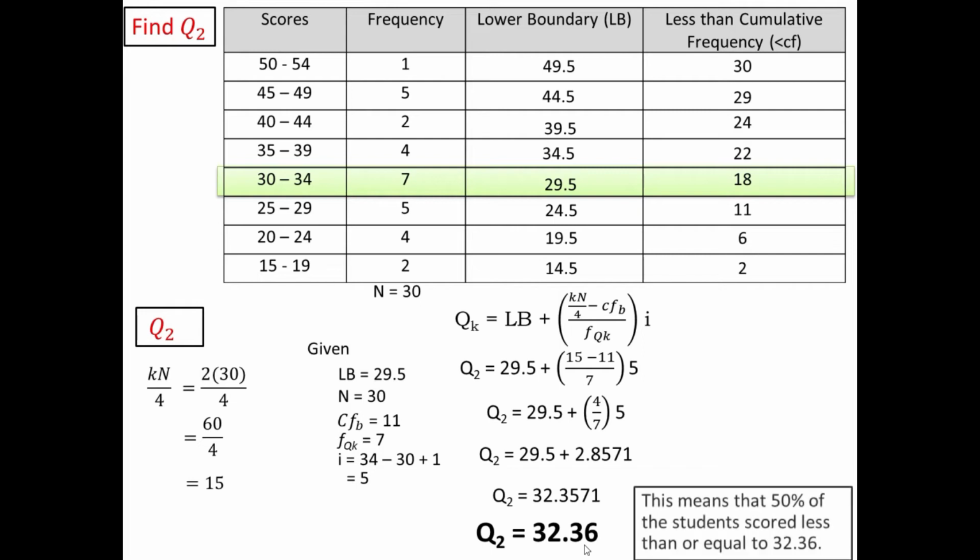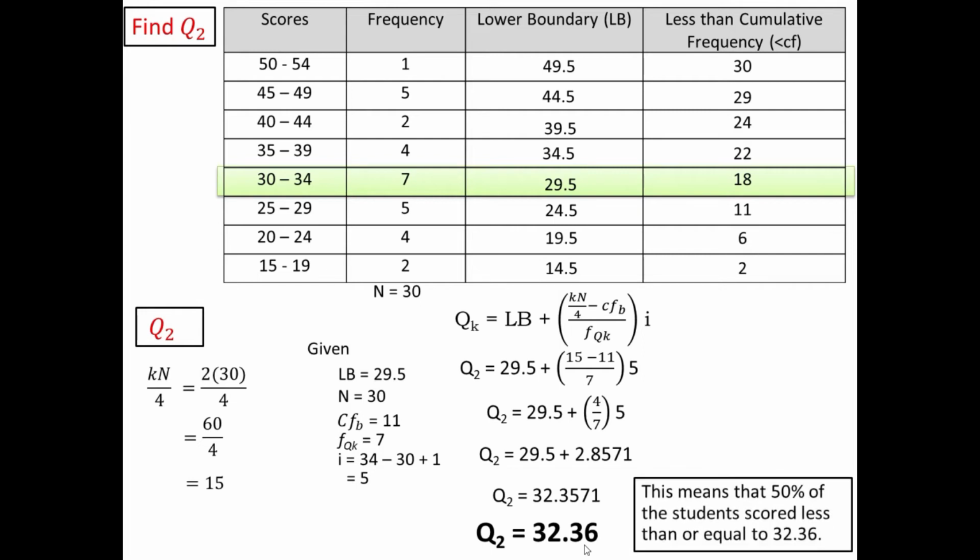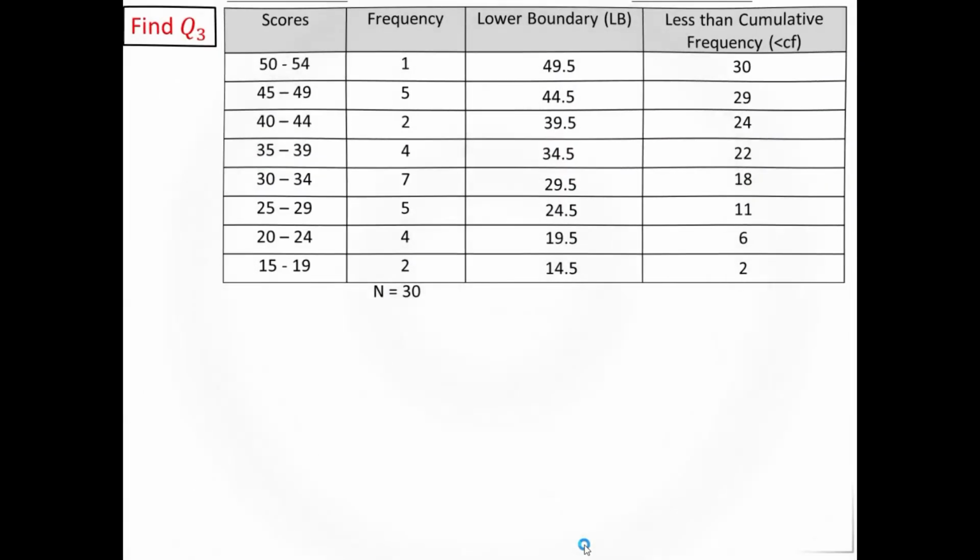Interpretation. This means that 50% of the students scored less than or equal to 32.36. Ganun po ang pag-compute gamit yung ating formula. Now, using the same given, hanapin naman natin si Q sub 3. Ayan. So, ito pa rin yung ating given, the lower boundary, less than cumulative frequency. Ito pa rin yung ating table. Ang hahanapin naman is si third quartile.